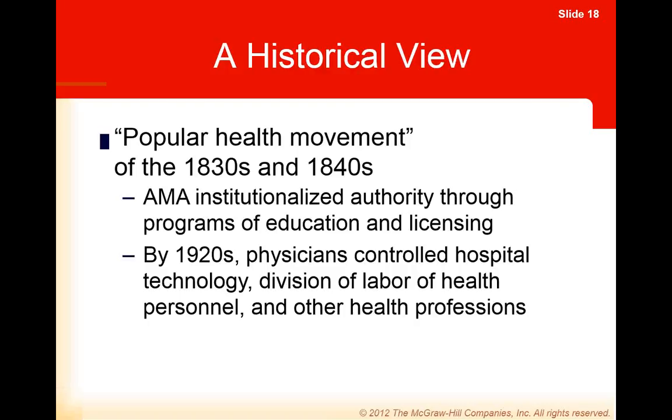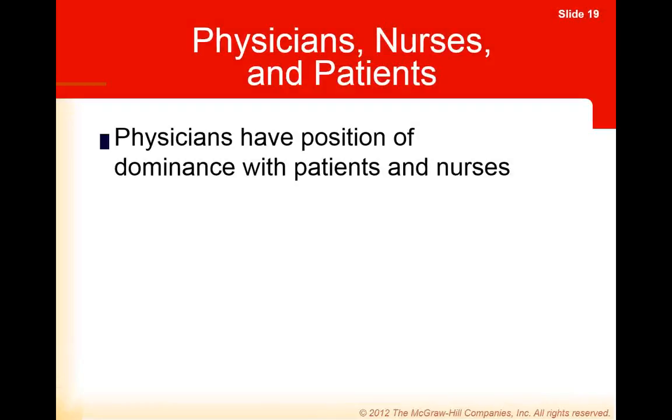So by the 1920s, physicians were really the ones that were in control of healthcare in this country. They controlled the technology in hospitals. They regulated who could do what, the division of labor of health personnel and other health professions. Doctors were put in control of nursing and a lot of other health practices. We think about it, psychology was becoming prevalent in the 1920s, but psychiatry was a branch that developed during this time, because this was essentially doctors who trained for a year as a psychologist in order to treat mental illnesses from a medical perspective rather than from a counseling perspective.